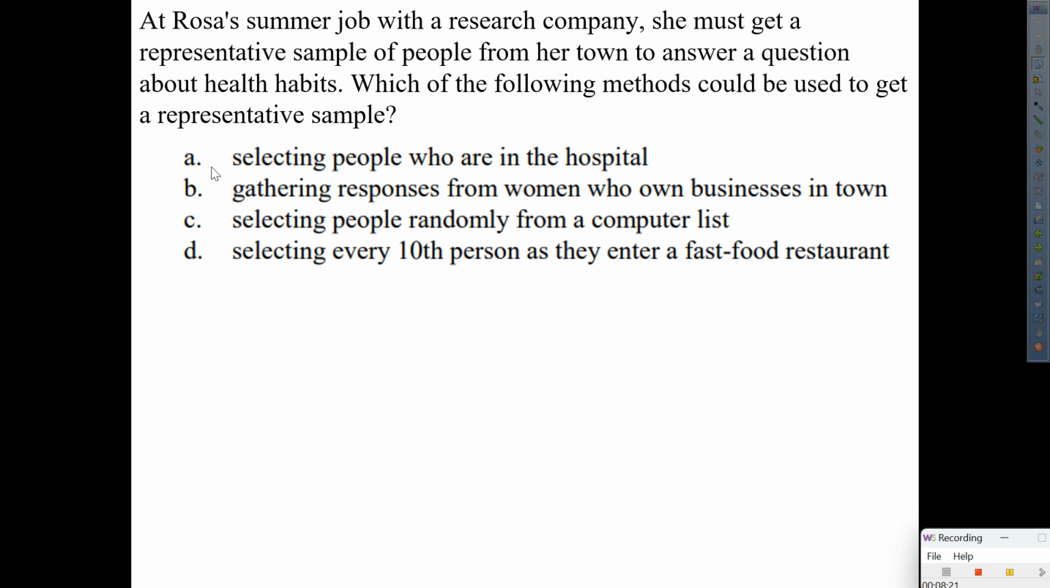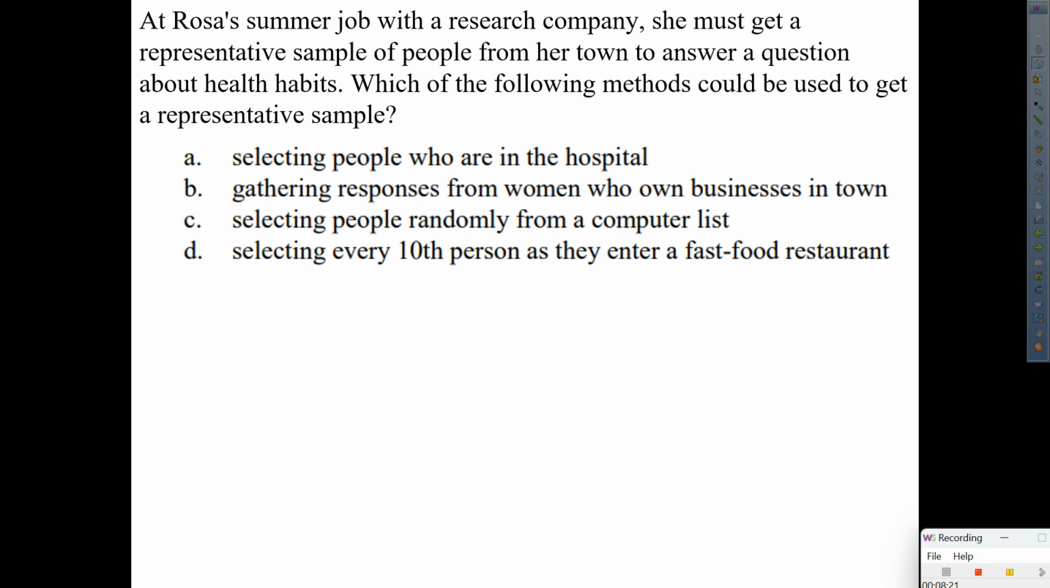Now, let's start with they're asking us which of the following methods could be used to get a representative sample. Let's see. Would Rosa go to the hospital to ask people about health? Don't answer, just keep it to yourself. Would Rosa gather responses only from women? Will Rosa select people randomly from a computer list? Or will Rosa go straight to a fast food restaurant and ask the 10th person every time? Talk it over to your neighbor, let them know which one would be your response, and answer on your screen.